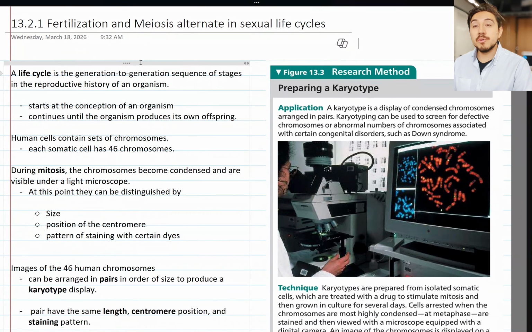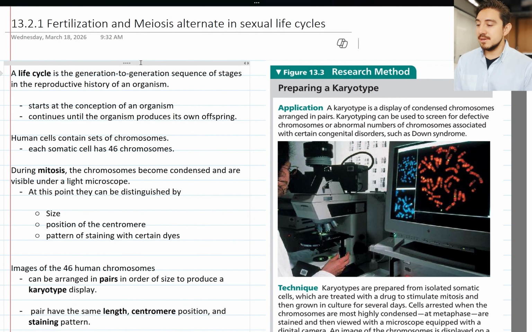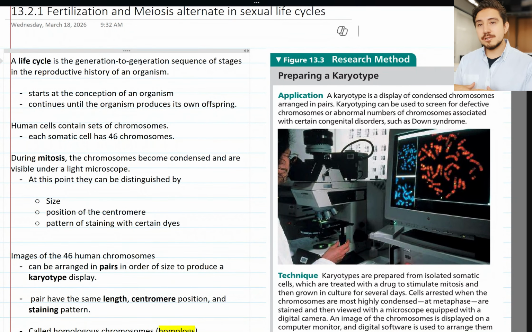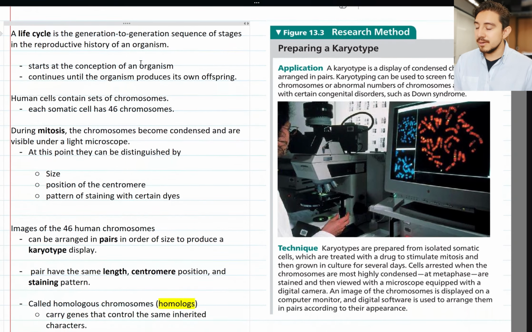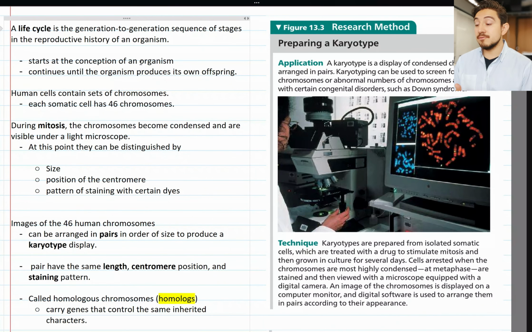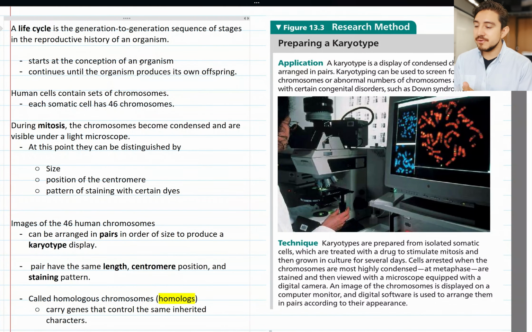All right. Section 13.2, fertilization and meiosis alternate in sexual life cycles. A life cycle, what does that imply? It is the generation-to-generation sequence of stages in the reproductive history of an organism, from the moment that you're conceived to the moment that the new organism produces its own offspring. In order to create a new individual, of course, you need to have your own unique set of chromosomes. Each somatic cell has 46 chromosomes.